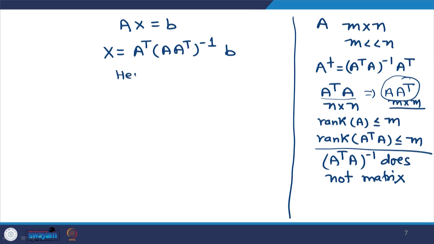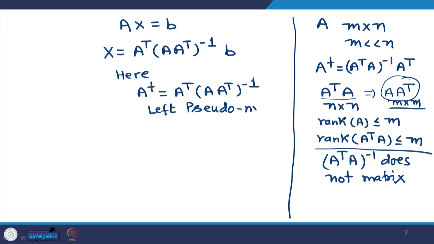So, here the pseudo inverse of A is A^T (A A^T)^(-1). This is called the right pseudo inverse. And the solution x equals the pseudo inverse of A times b, which will give you the minimum norm solution of the system Ax = b, which is an underdetermined system.